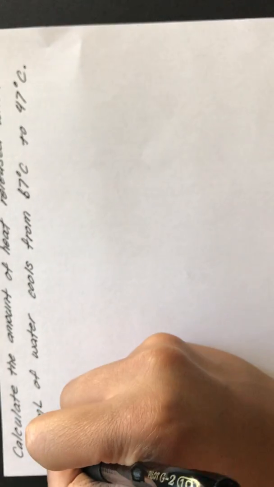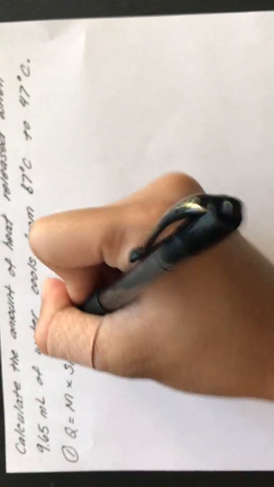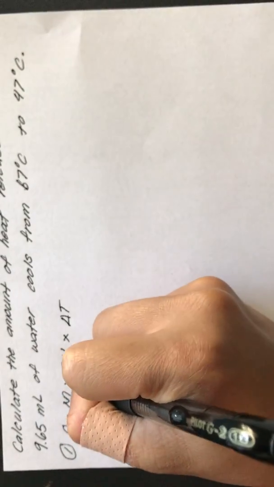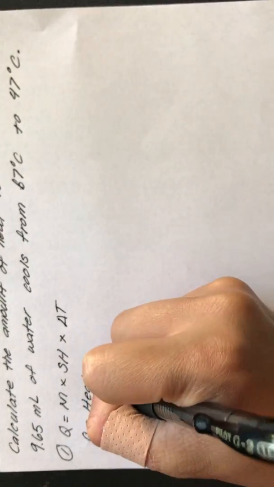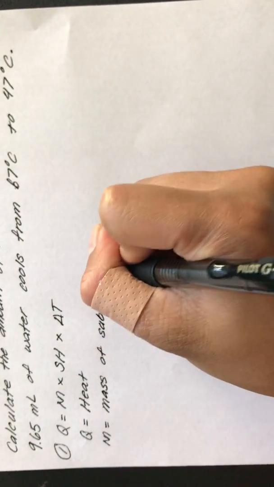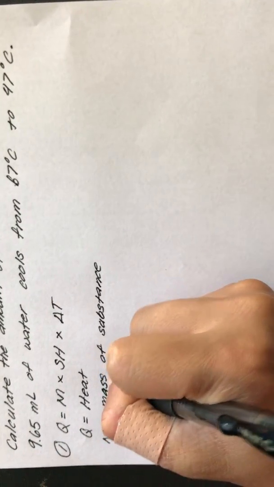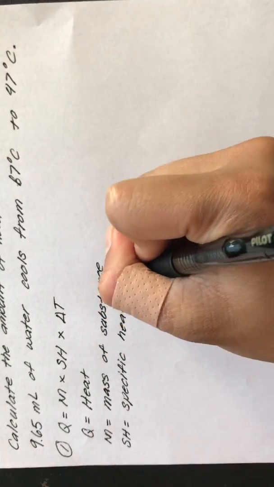Let's first write down the heat formula. This is Q equals M times specific heat times delta T. Q here stands for heat. M is for the mass of the substance. SH stands for the specific heat of the substance.